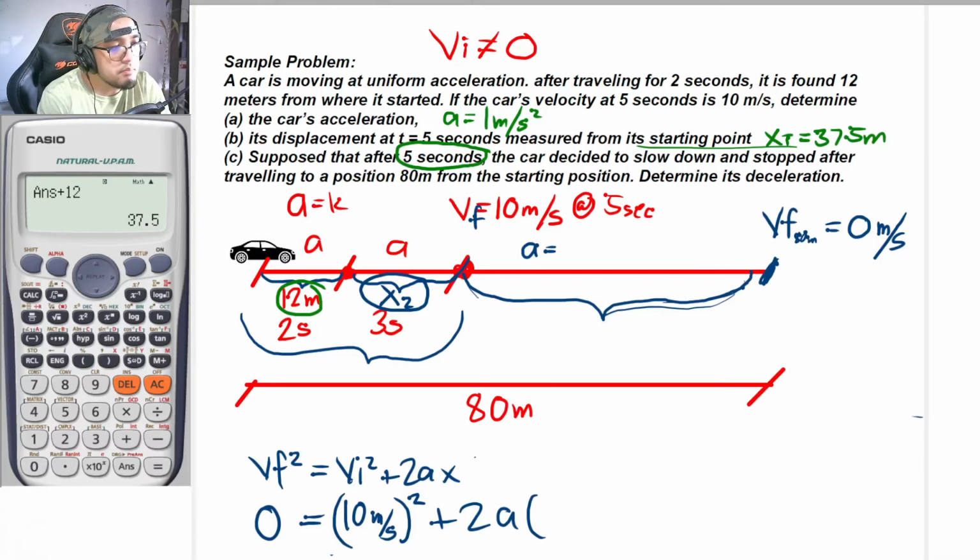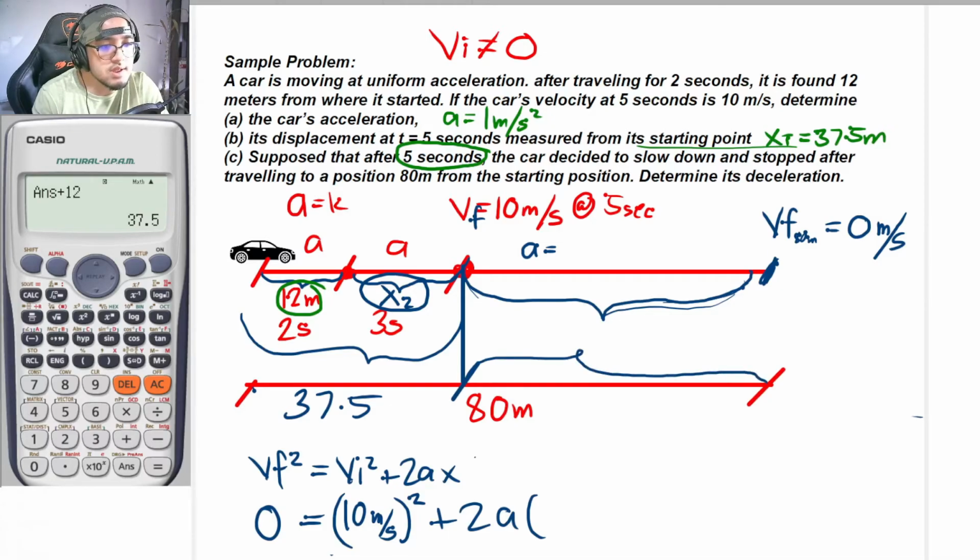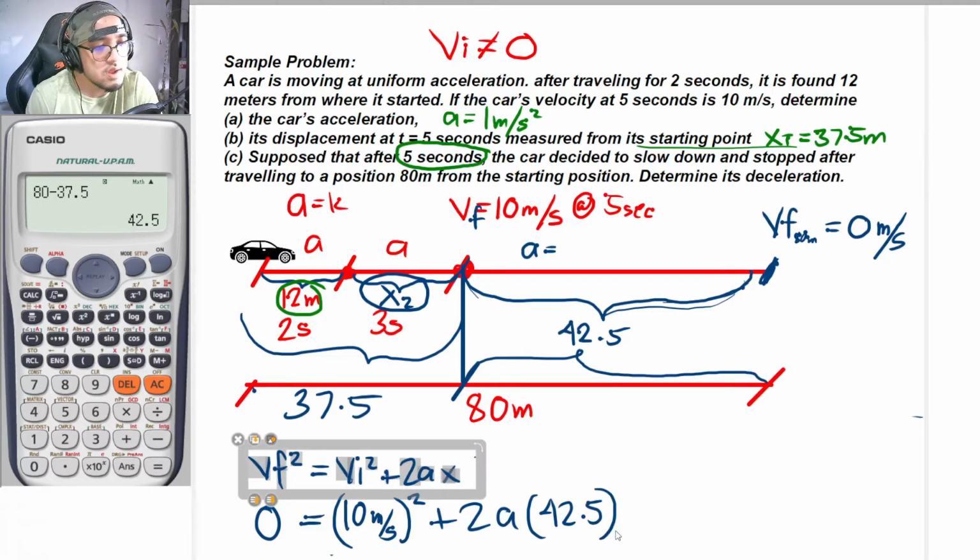If this distance here is equal to 37.5 as solved earlier, it means that this part of the distance here is equal to 80 minus 37.5. So with that, it is now equal to 42.5, I should say. So this is now 42.5. Okay, so solving for this equation.